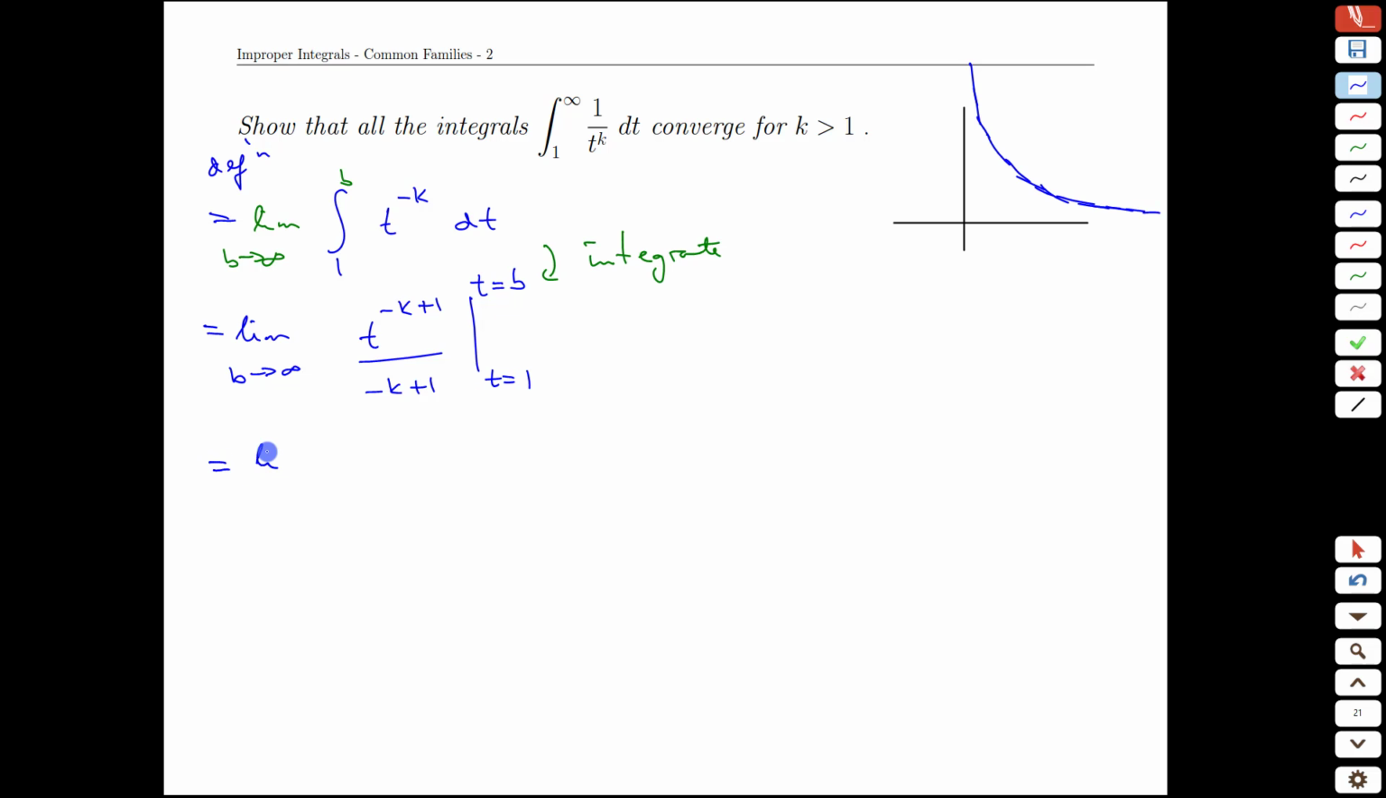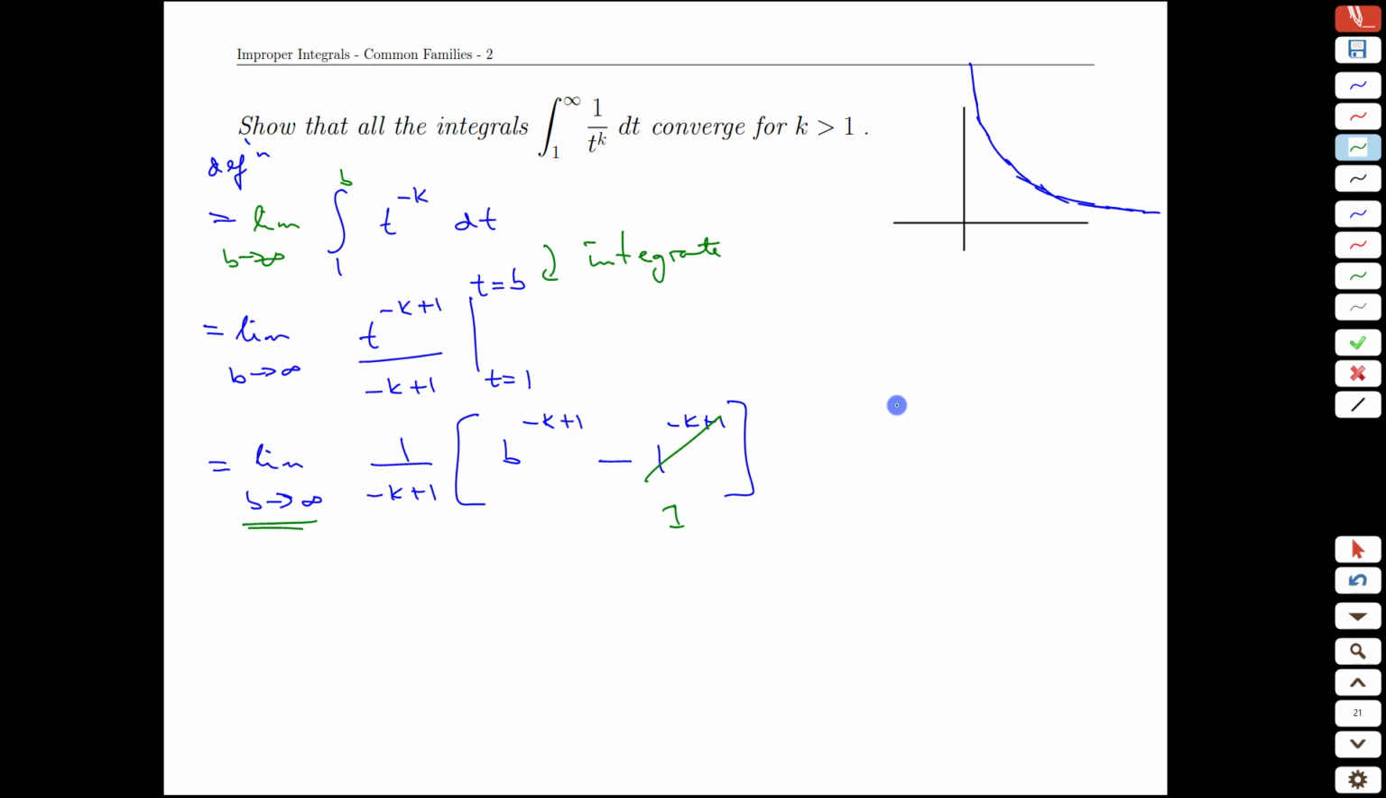Subbing in the values, keep this limit out front. We'll evaluate it in a moment. We have 1 over minus k plus 1, and then b to the minus k plus 1, minus 1 to the minus k plus 1. And we're pretty much ready to go. This thing is just equal to 1. The ingredient we have to work with now is what happens to this expression here as b gets larger and larger and larger.